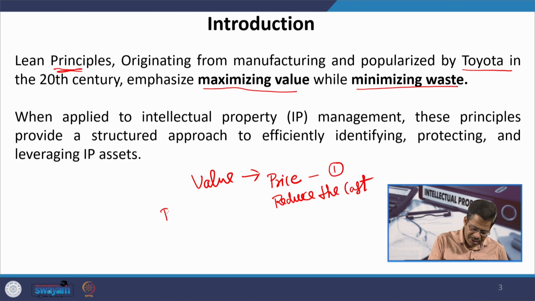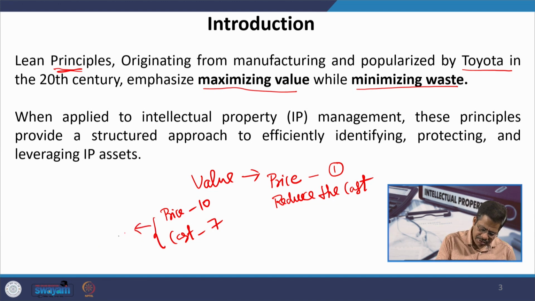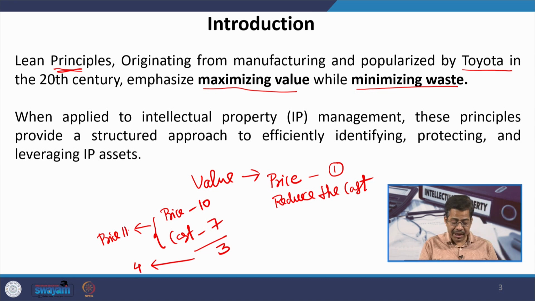Earlier my price was 10 rupees, cost was 7 rupees. So, for increasing the profit, I increase the price to 11 rupees. So, here my profit was 3 rupees, this increased to 4 rupees if my price is 11 rupees. There can be another approach also, that I reduce the cost from 7 to 6, and that is also giving me the same level of profit.